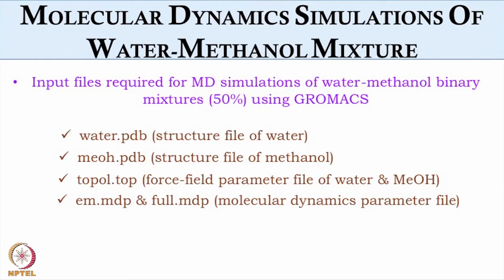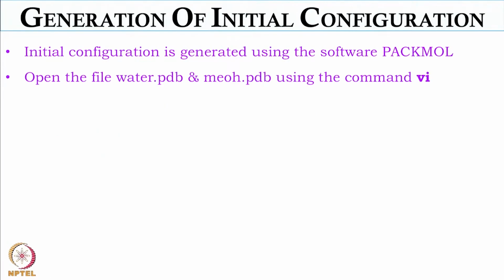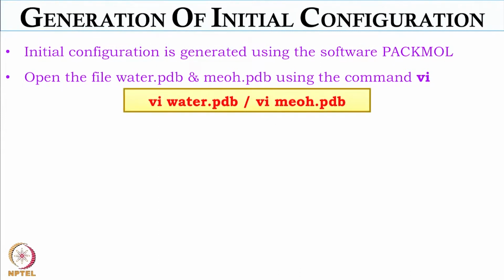So we have chosen 50%, 50%. Here also the initial configuration is generated using the software PackMol. So just open the file water.pdb and meoh.pdb using the command vi. So vi water.pdb and vi meoh.pdb.